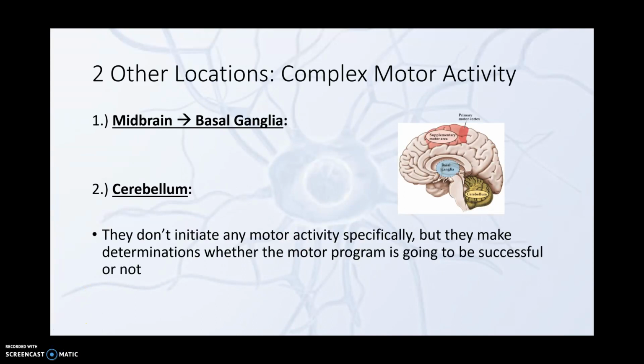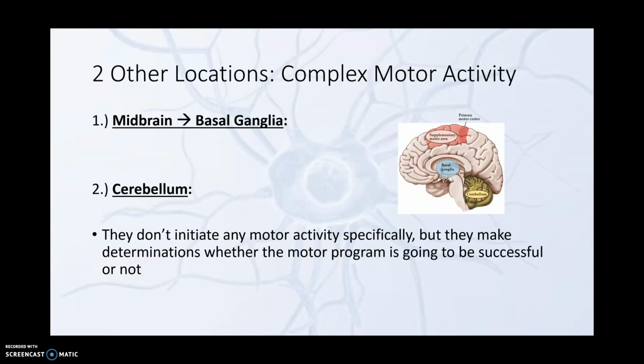Okay, so two other locations that actually help with complex motor activity we're going to just spend a slide on. This helps us regulate our complex motor activity, right? Because if we want to put one foot in front of the other, we also still need postural control. So one is our midbrain, and we're mainly talking about the basal ganglia, and two is the cerebellum. So they don't initiate any motor activity specifically. These two areas don't necessarily initiate motor activity, but they make determinations of whether the motor program is going to be successful or not. So they modify movement on a minute-to-minute basis.